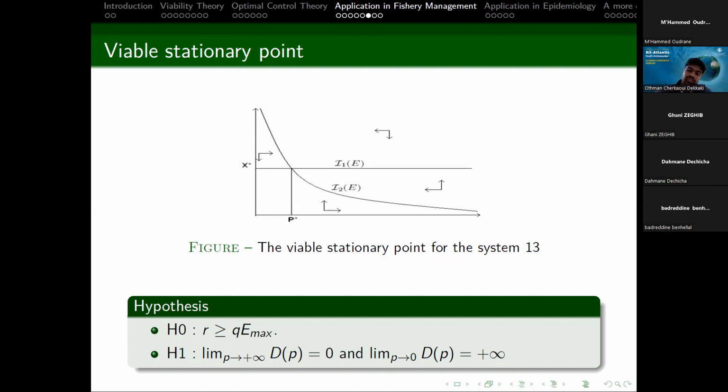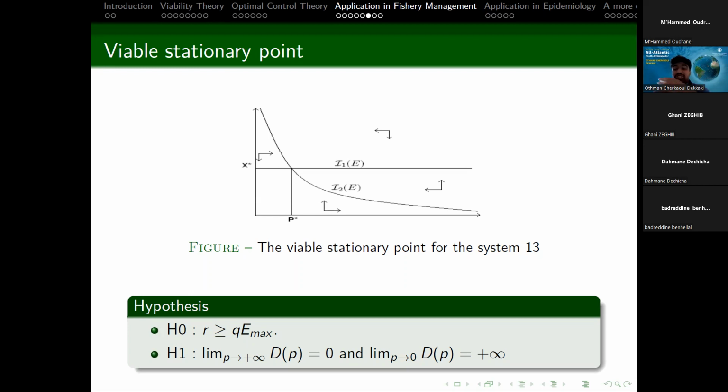The second hypothesis is with respect to the demand. We suppose that when price goes to infinity, the demand goes to 0, and when price goes to 0, the demand goes to infinity. This is a way of thinking of demand.